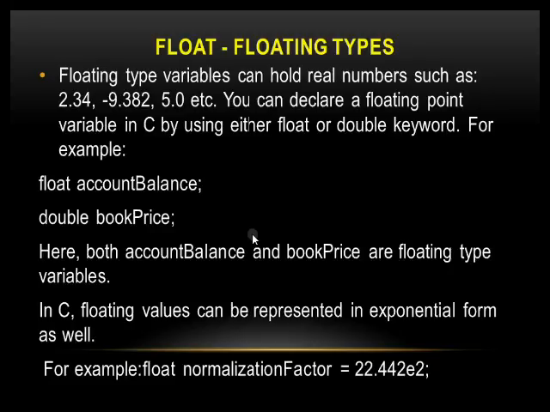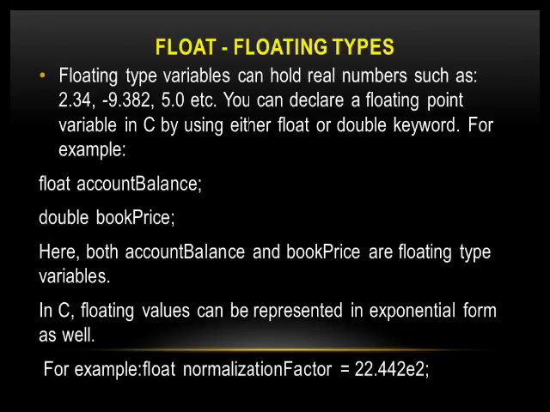So next we are going to learn about floating types. Floating types hold real numbers. Examples: 3.4, -9.382, etc. You can declare a floating point variable using the float or double keyword. So examples are float account balance, float book price. Here account balance and book price are variable names of the type float and double.